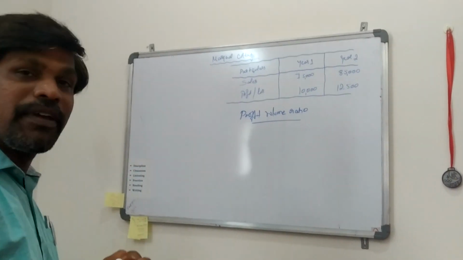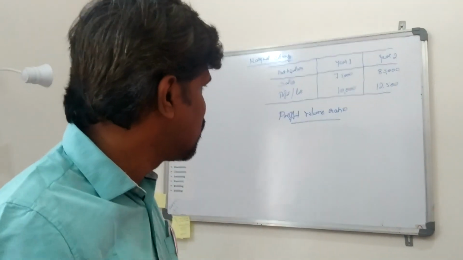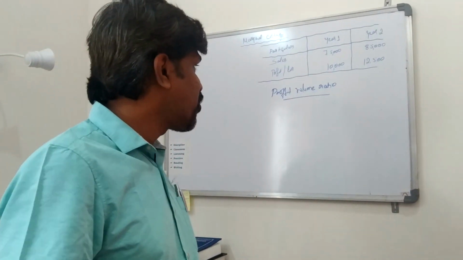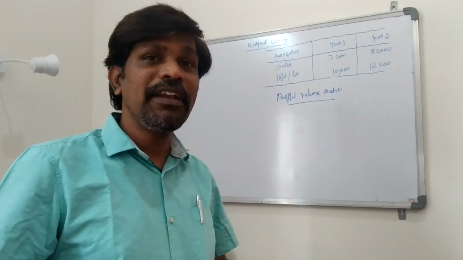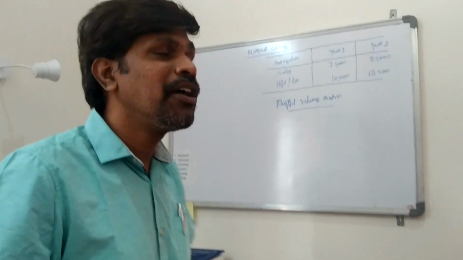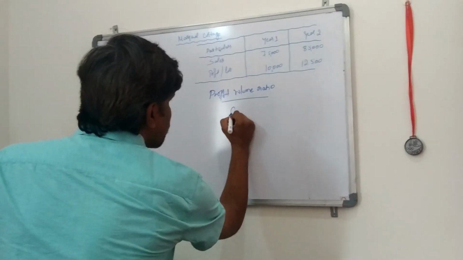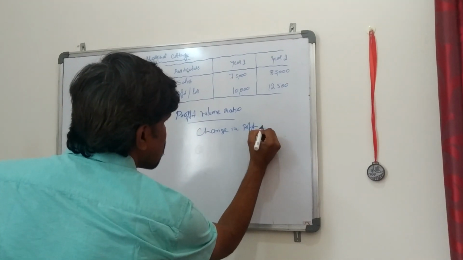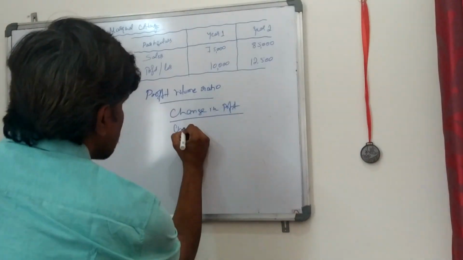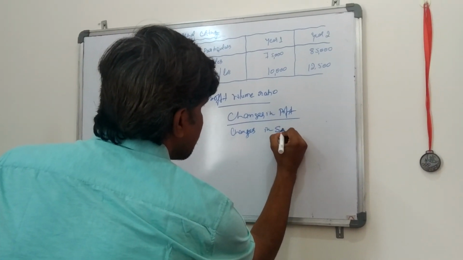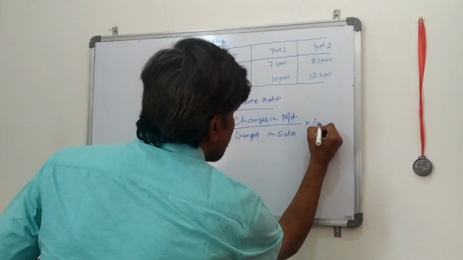For this, we have two formulas. One is contribution divided by sales into 100, and another one is change in profit divided by change in sales into 100. Whenever they provide two years of information of an organization, we have to use change in profit divided by change in sales into 100.